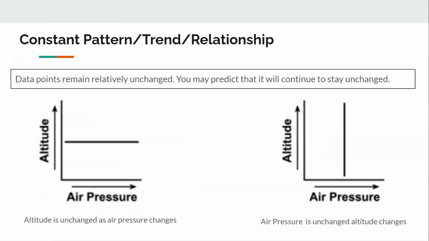Next is a constant pattern or trend in a relationship. A constant pattern is when one of the variables changes but the other stays the same. For instance, you can see here, as my air pressure is going from 0 to a higher number, my altitude is staying the exact same number. If we pretend that this number is 5, my altitude is always 5, no matter how much my air pressure is increasing. Same thing over here. You can see that as my altitude is increasing, my air pressure is staying the same amount. So it can be a horizontal or a vertical line.